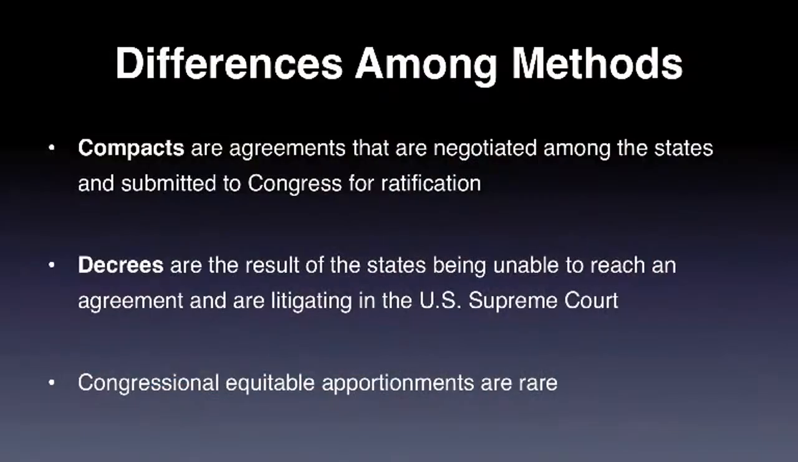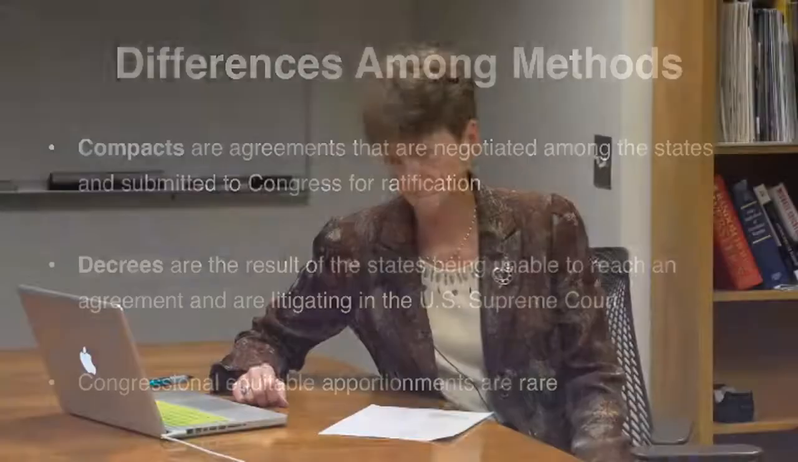The two main differences between how waters are allocated between the states: one is by compact and one is by decree. Compacts are when the states can agree and reach some sort of settlement between themselves, and then that compact is ratified by Congress. Decrees are essentially when the states couldn't agree, and litigation is held almost always in front of the U.S. Supreme Court. Congressional equitable apportionments are an option, but they are quite rare.